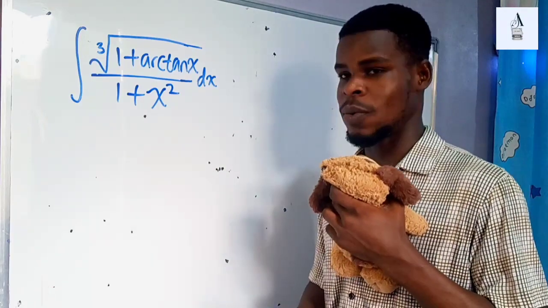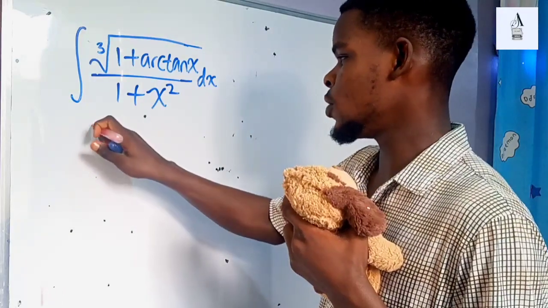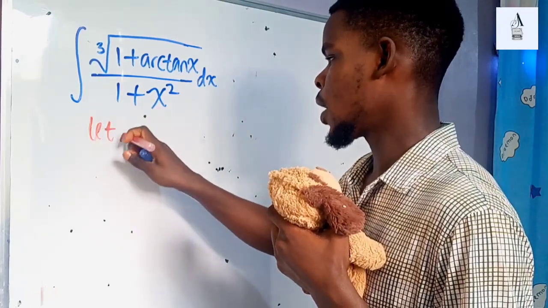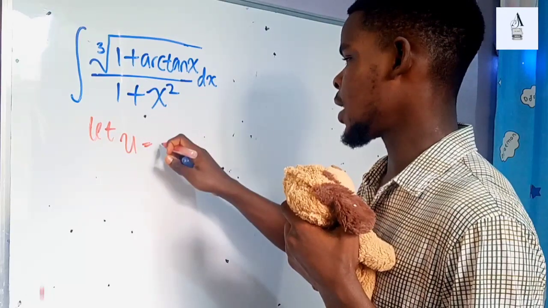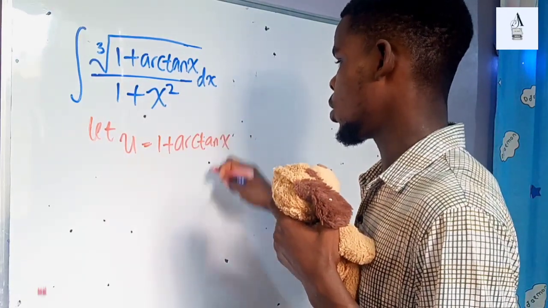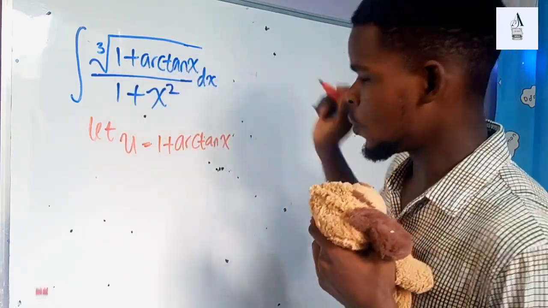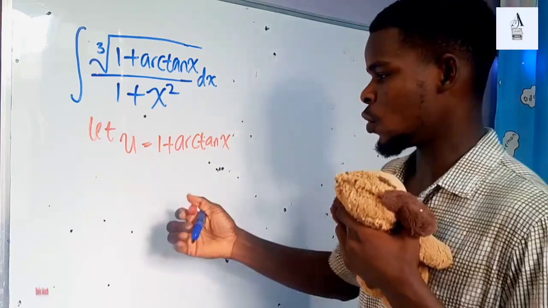I'm going to start by doing a u-substitution. As I said, it is very easy, so you'll see. You start by saying let u be 1 plus the arctan of x, right? So the whole of the inside under the cube root, we call that u. So we're going to differentiate that.